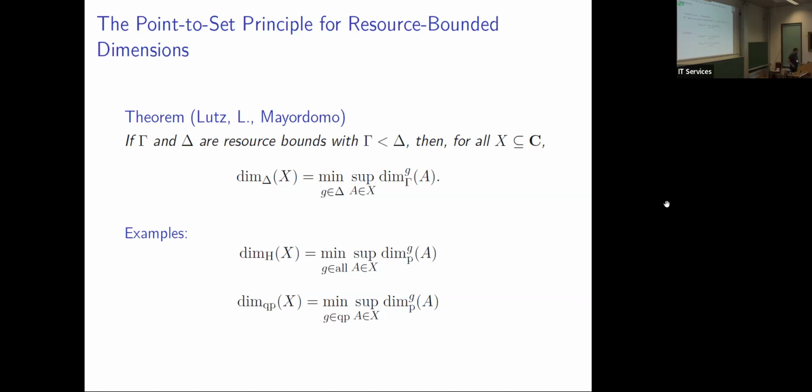This is also true for QP dimension: the QP dimension of X is the minimum over QP oracles G of the supremum of the P dimension relative to G. And that's actually the instance that we'll use for an application here.